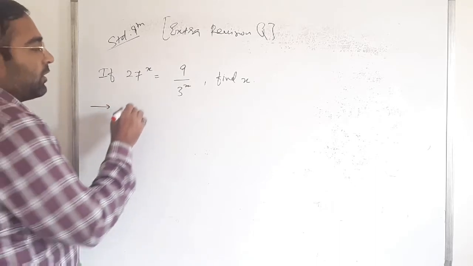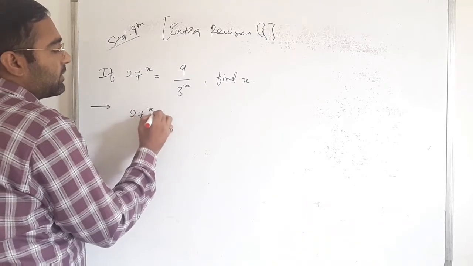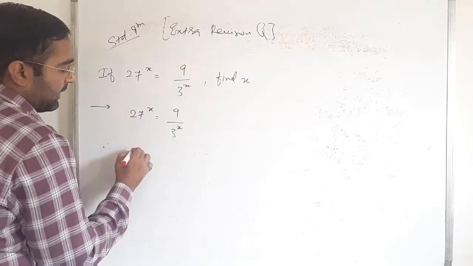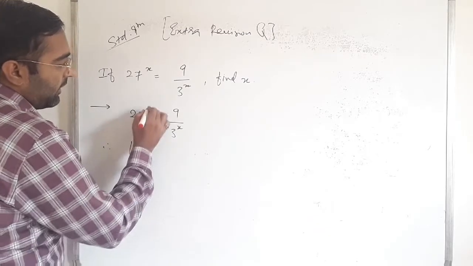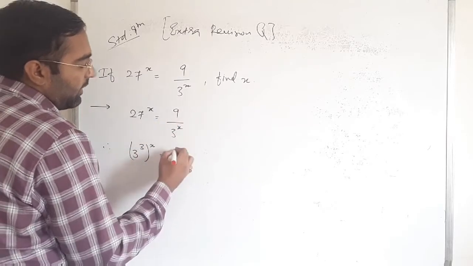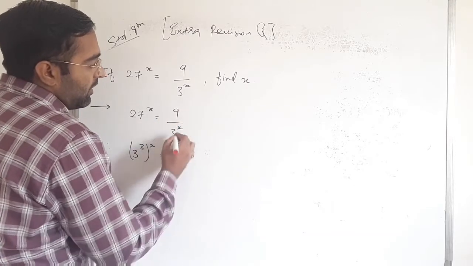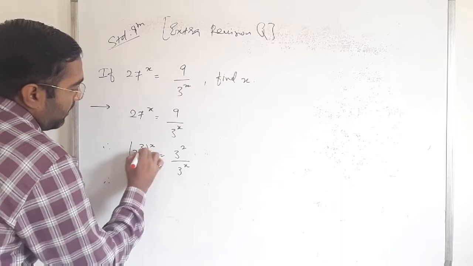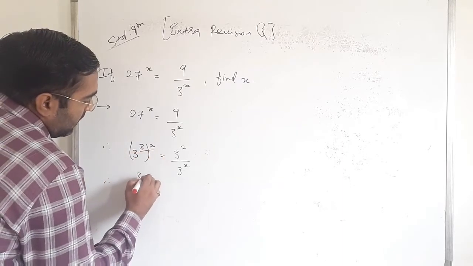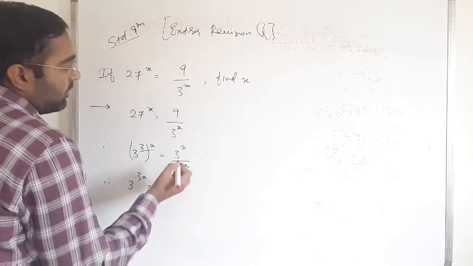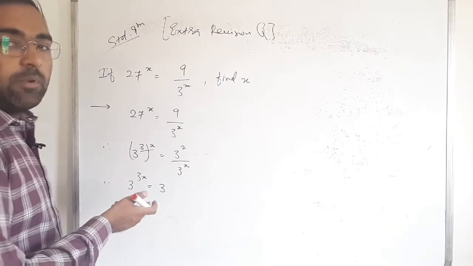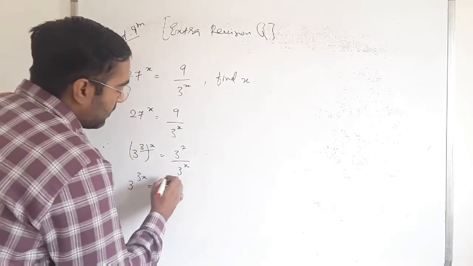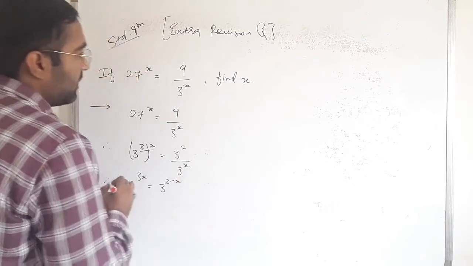So now here, 27 raised to x is equal to 9 by 3 raised to x. Therefore 27 is 3 cubed, raised to x, equal to 9, which is 3 squared, divided by 3 raised to x. Power of a power is multiplied, so 3 raised to 3x is equal to 3 raised to... Now both numbers have the same base and are in division, so we subtract their powers. So 3 raised to 2 minus x. Clear that?